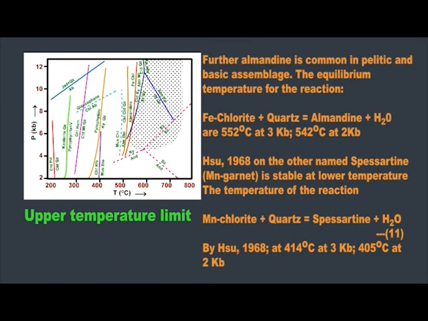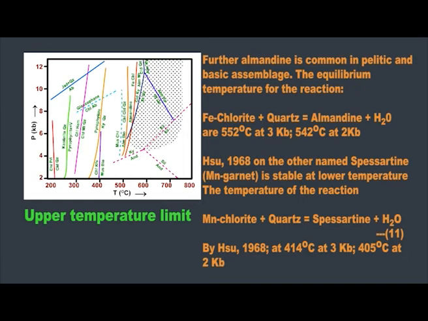Further, almandine is common in pelitic and basic assemblages. The equilibrium temperature for the reaction Fe chlorite plus quartz gives rise to almandine plus water is 552 degrees centigrade at 3 kilobar, 542 degrees centigrade at 2 kilobar.